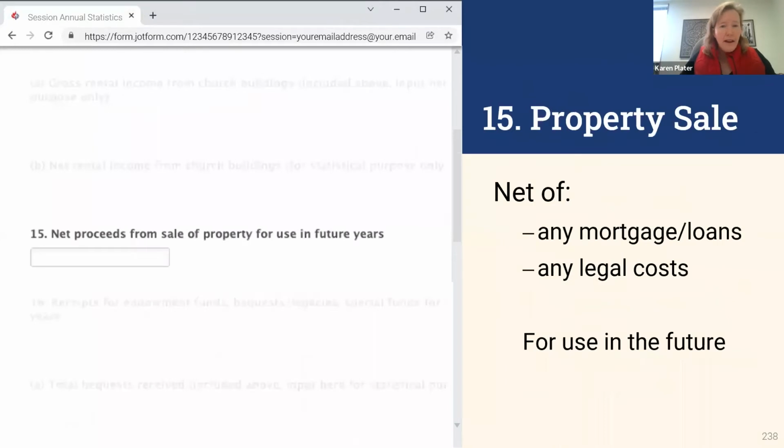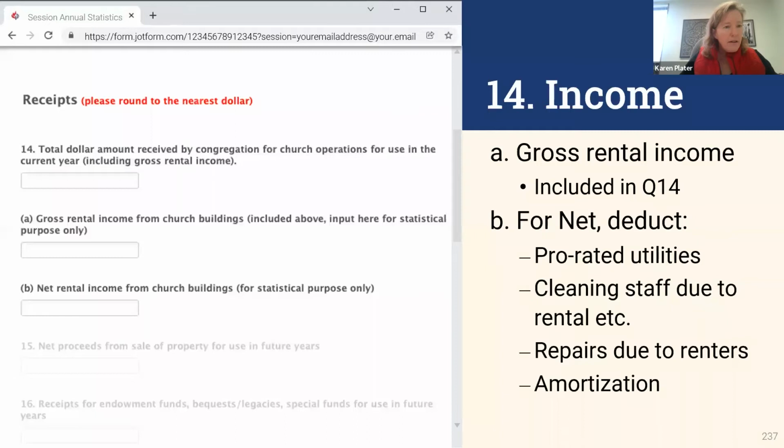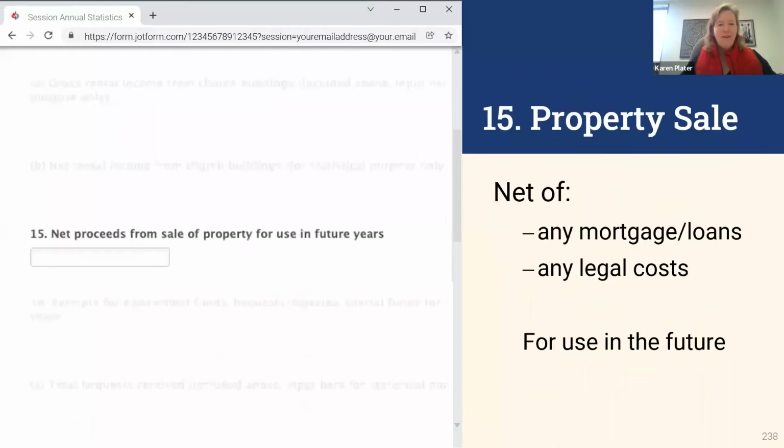All right, then line 14, sorry, go back. I just missed that one. Yeah, sorry, you can move on.